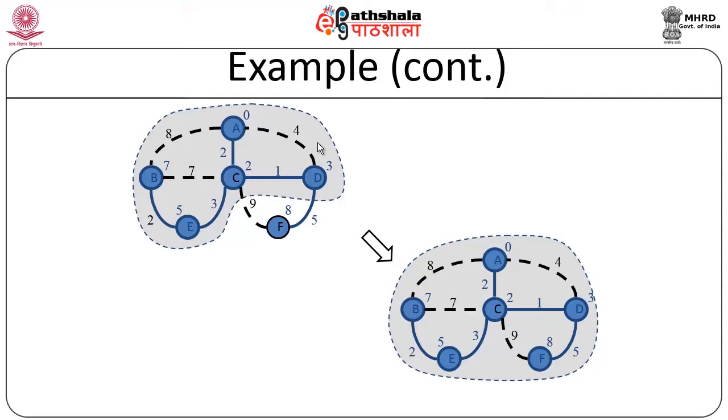Now, let us see what are the edges that are removed. D comes from A and C, but if you come from C it is 2 plus 1, 3, and if you come from A it is 0 plus 4, 4. So, you do not consider that edge.